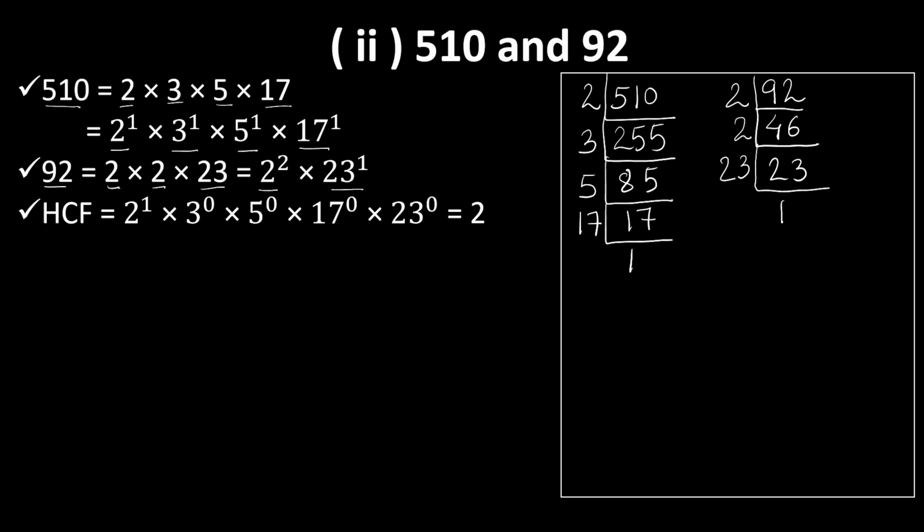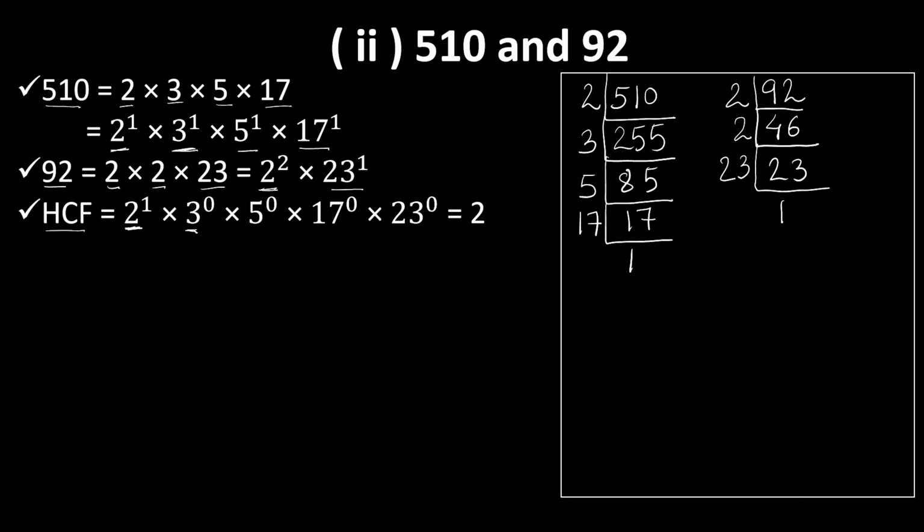Now for finding out the highest common factor, we will be writing the least exponent possible in both the numbers for that prime factor. Here in 510, we can see 2 raised to 1. In 92, we can see 2 raised to 2. Therefore, the least exponent possible would be 2 raised to 1. Similarly, 3 is occurring as a prime factor in 510 but not in 92. So, therefore, the least exponent for 3 would be 0. We will be writing 3 raised to 0.